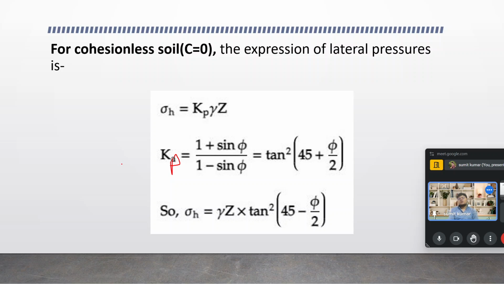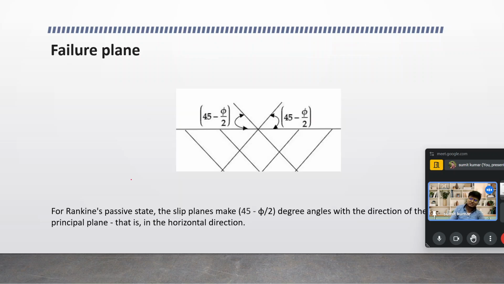Now for the cohesionless soil, that is for c equal to 0, the expression of lateral pressure is given as sigma h equal to Kp gamma z, and the value of Kp is going to be 1 plus sin phi by 1 minus sin phi, that is tan square 45 plus phi by 2. So sigma h is going to be gamma z into tan square 45 plus phi by 2. Here some wrong thing is also mentioned.